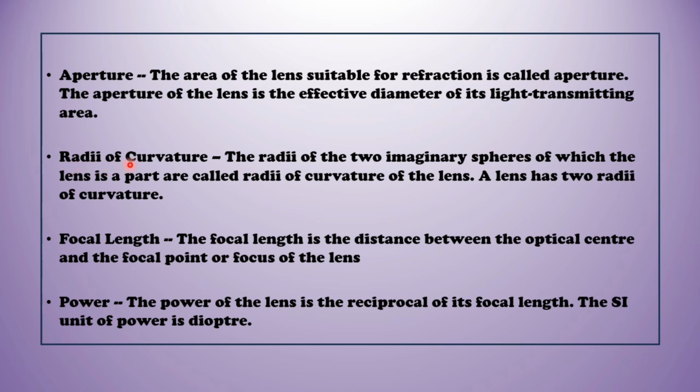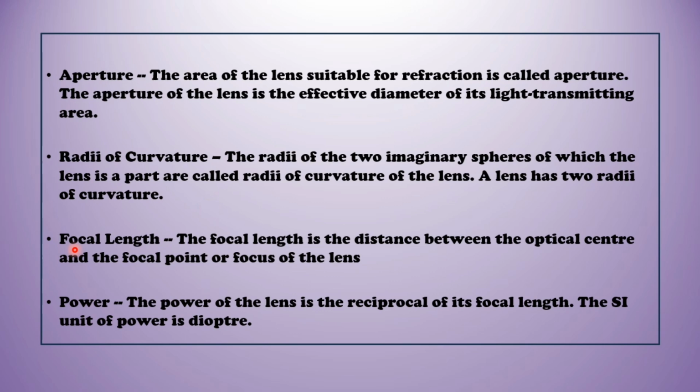Next is the radii of curvature. The radii of two imaginary spheres of which the lens is a part are called the radii of curvature of the lens. Here a lens has two radii of curvature, so they may or may not be equal.